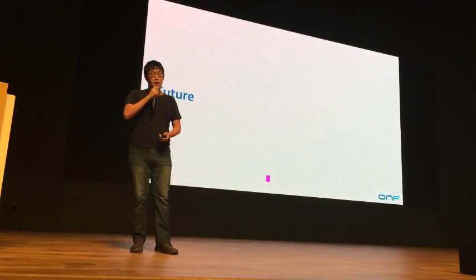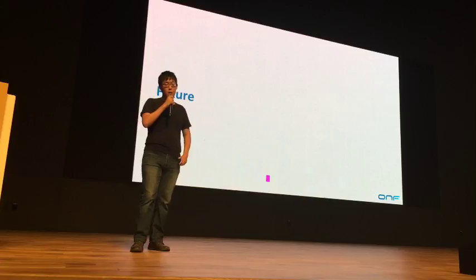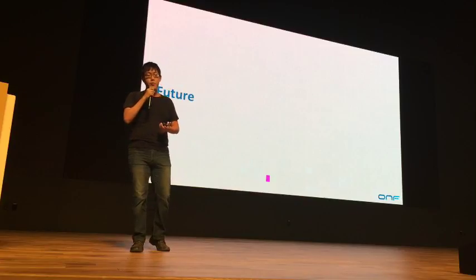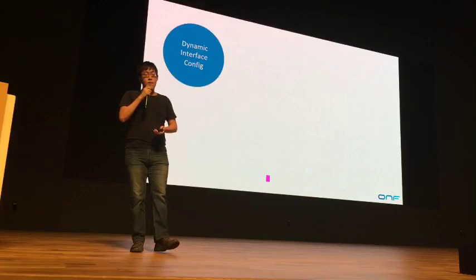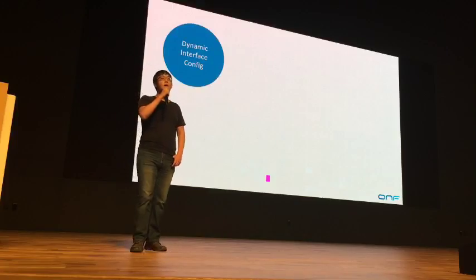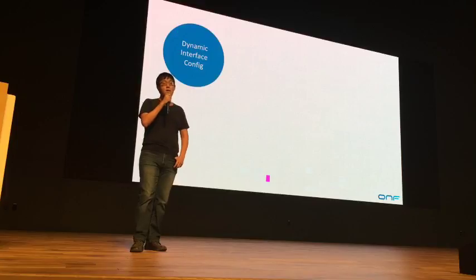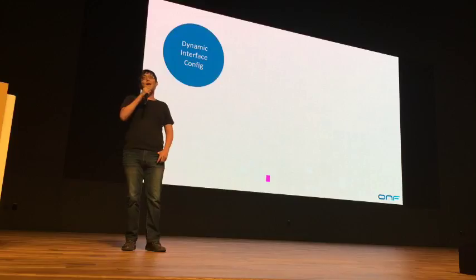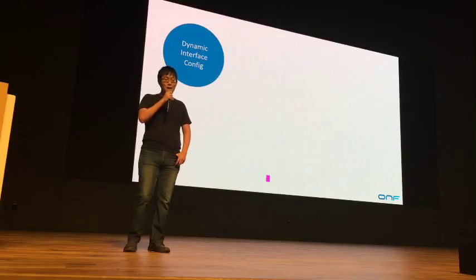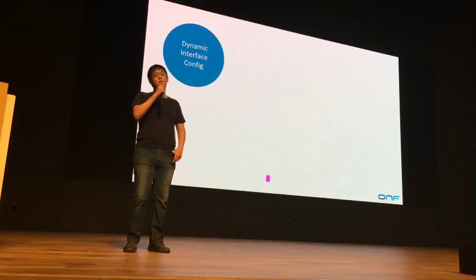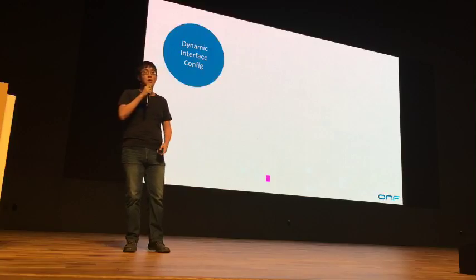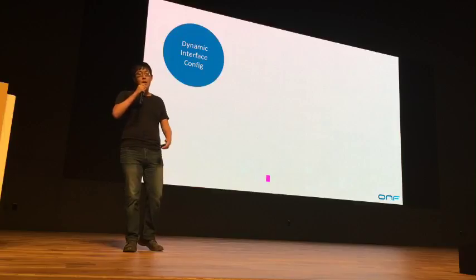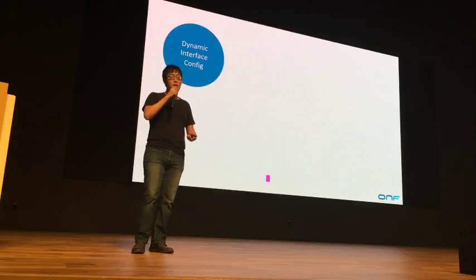Okay, and then I will also quickly talk about the roadmap, the features we are going to implement soon. The first one is dynamic interface config. This is something we consider a technical debt that has been there for quite a while. We want to address this problem and enable the user to dynamically change the interface config, to change the VLAN, to change the subnet configuration dynamically.